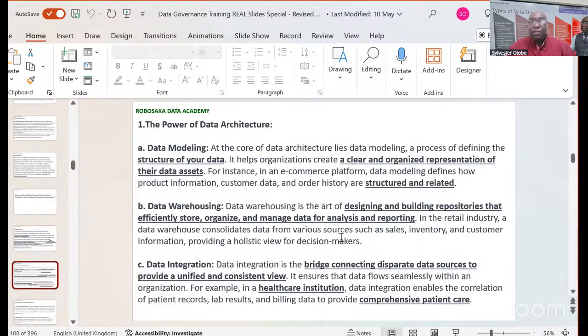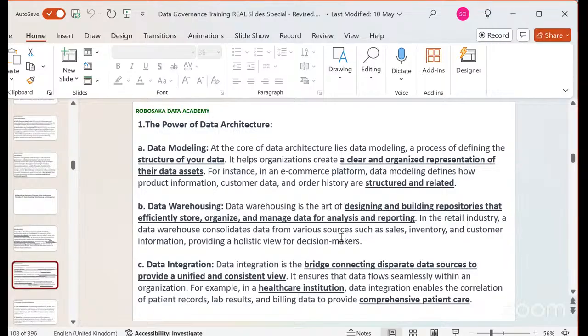So there are different components of data architecture. One of them is data modeling. Now, do you know how to model something? Have you ever modeled anything before? Have you done mind mapping before? Do you know the concept of mind mapping? No, sir, I haven't done it before, sir.